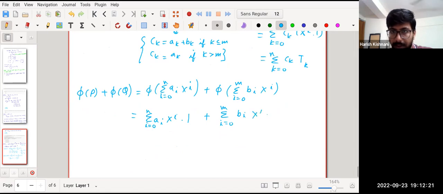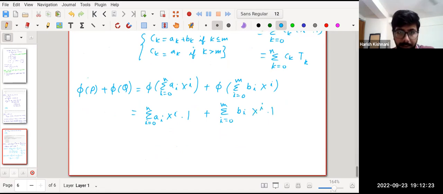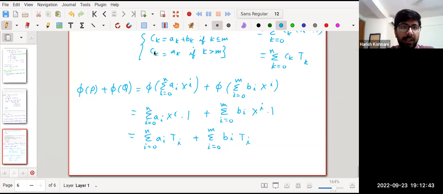Okay. Now phi of p, phi of q, you have bi dot xi dot 1. So again, you can extend it linearly in all these things. The same argument will work, and you will have the summation of i equal to 0 to n of ai ti plus the summation of i equal to 0 to m of bi ti. So same polynomials. There you have different powers of x. Here you have different variables, but the nature of the sum is the same.